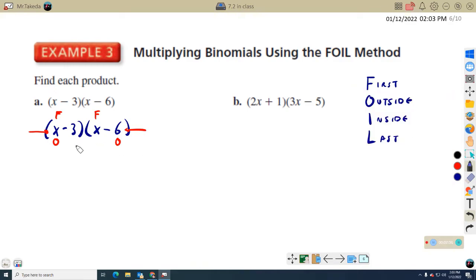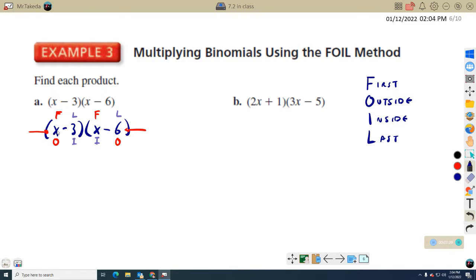Let's see. These two would be inside because they're inside the outside ones. I don't know how else to say that. Those two would be inside. And then finally, these two are last because they come last in their given binomials. But it's really the same as the first one.